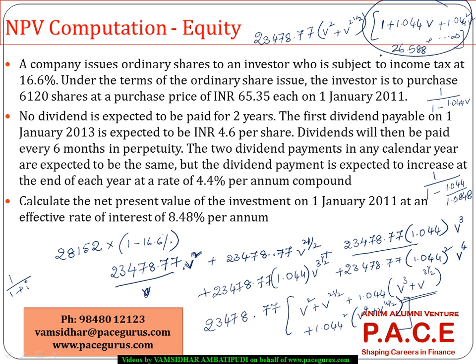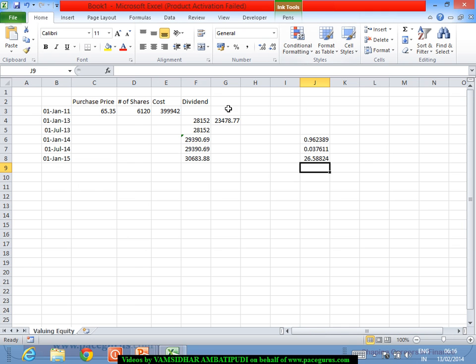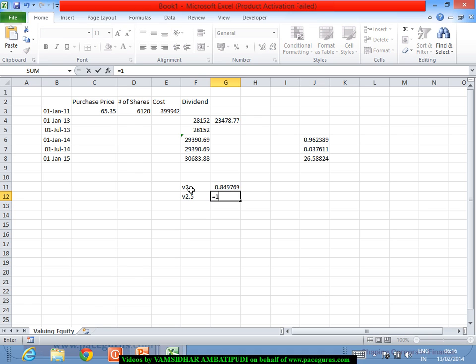All right. And then we are also looking at this part, v squared plus v power 2.5. So if I want v squared, then it is nothing but 1 by 1.0848 squared. And v power 2.5, if I want the same thing, 1 by 1.0848 to the power 2.5. So I add those two things, v squared plus v power 2.5. This is giving me something like 1.665.